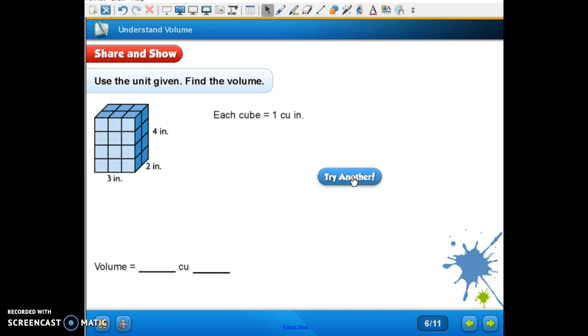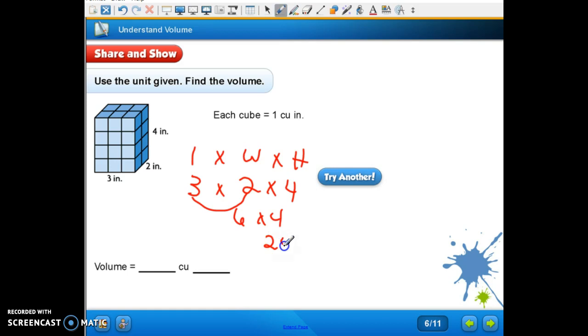This is number 2 on your paper. So try it and then come back. Alright, so if we do length times width times height, we would have 3 times 2 times 4. So 3 times 2 is 6 times 4 is 24. So this one is 24 cubic what? Inches.